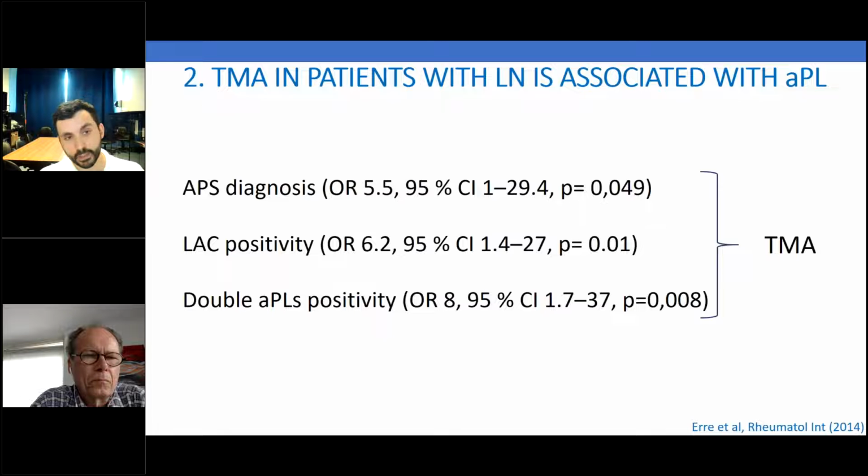We know that thrombotic microangiopathy in patients with lupus nephritis is associated with the presence of antiphospholipid antibodies, and these are data from, for instance, 2014: APS diagnosis, so the full manifestation of the syndrome, but also just the positivity for lupus anticoagulant, or even more than one antibody's positivity. All these conditions are associated with the presence of thrombotic microangiopathy in the context of lupus nephritis.